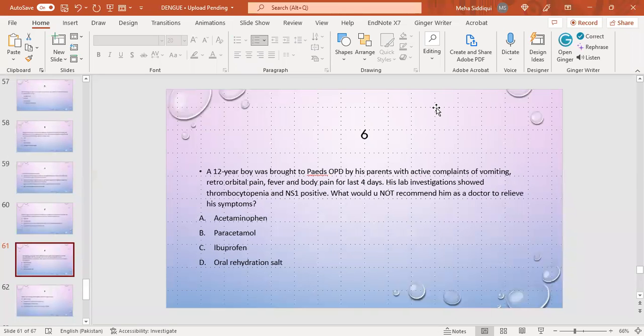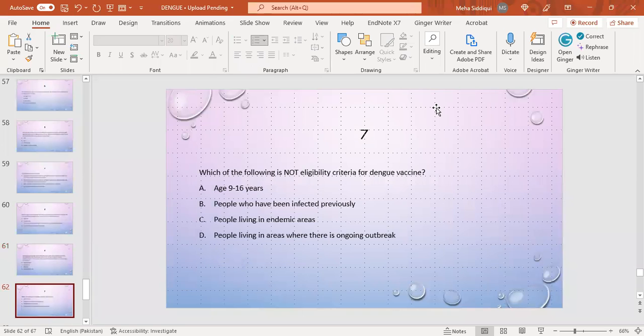MCQ number 6. A 12-year-old boy was brought to peds OPD by his parents with active complaints of vomiting, retroorbital pain, fever, and body pain for the last 4 days. His lab investigations showed thrombocytopenia and NS1 positive. What would you not recommend to him as a doctor to relieve his symptoms? Acetaminophen, paracetamol, ibuprofen, oral rehydration salt. C. Yes, C, because ibuprofen is one of the NSAIDs which is contraindicated in dengue fever.